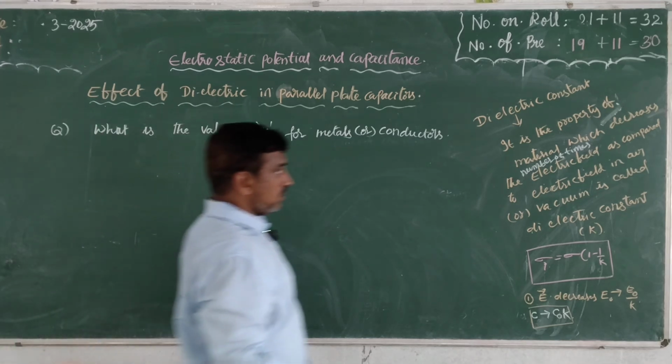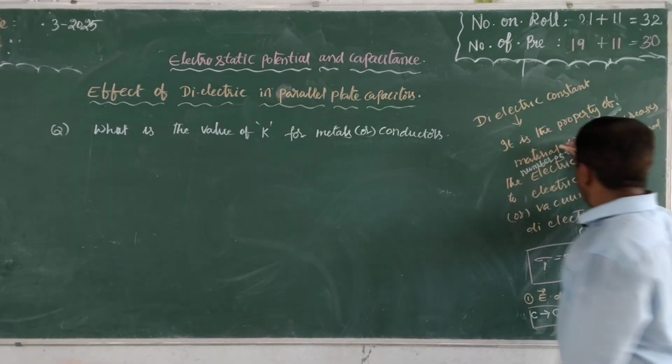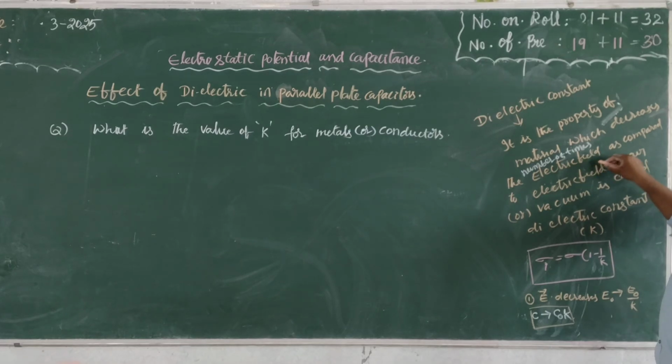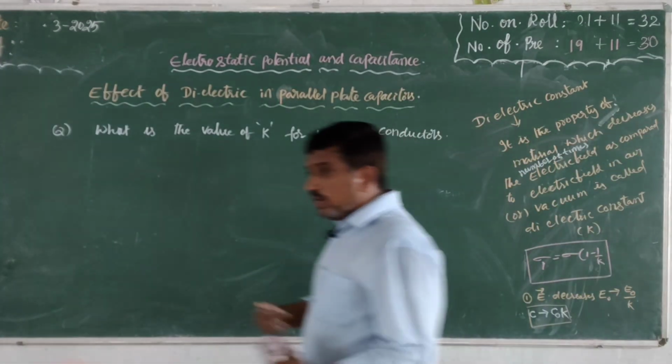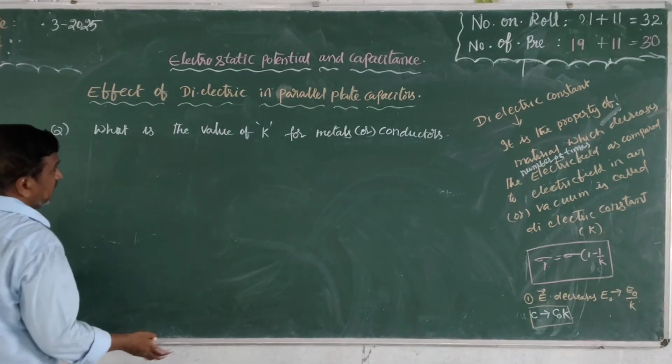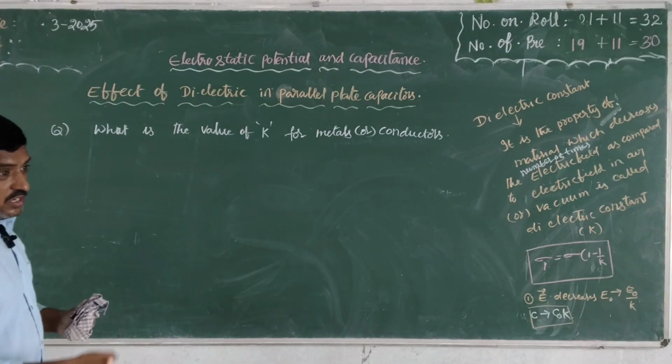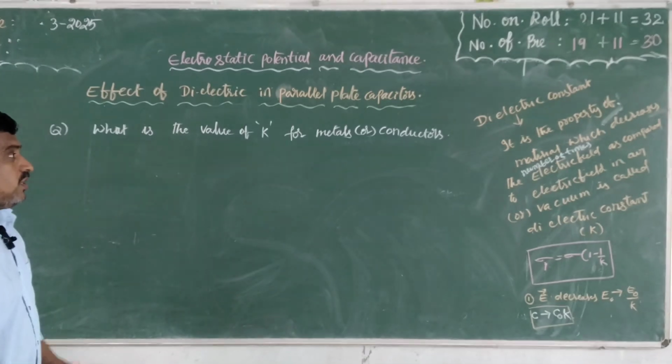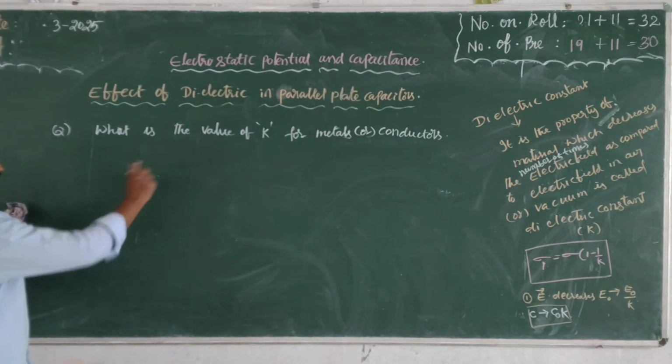Dielectric constant is a property of the material. It is the number of times the electric field decreases as compared to the electric field in air or vacuum. How many times the electric field decreases when dielectric is placed between the plates, that number of times we call K.